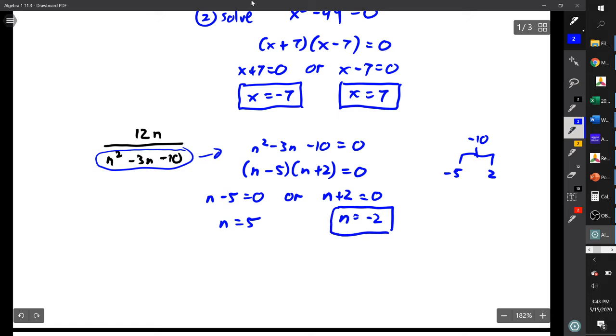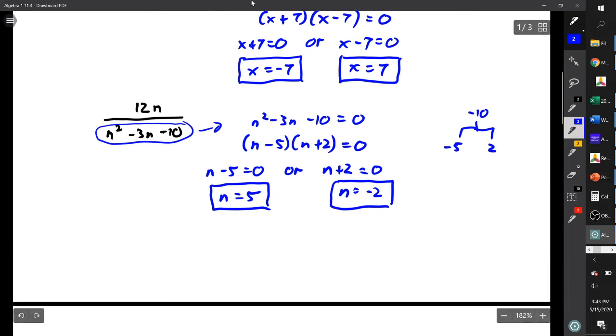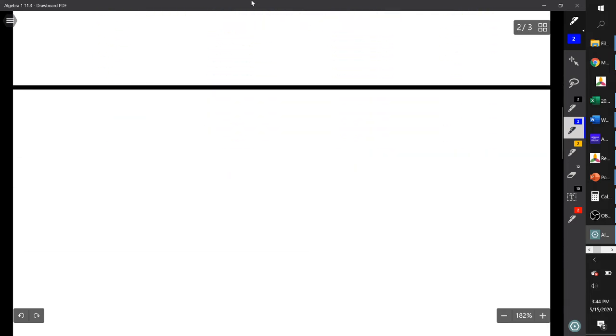So these, again, are the two values that I am not allowed to plug into my equation because it'll give me a denominator of 0. Okay, so that is that kind of problem. And then the other kind of problem that you have in this lesson is simplifying.